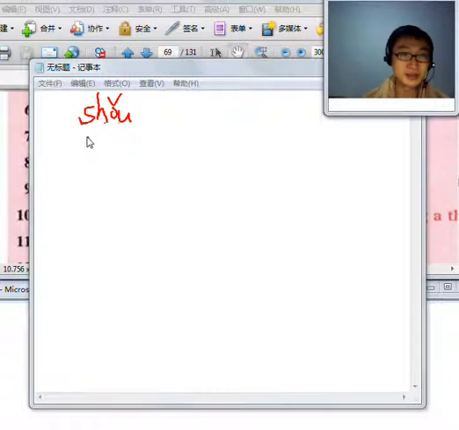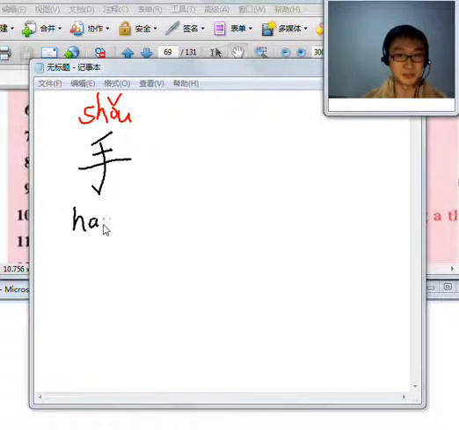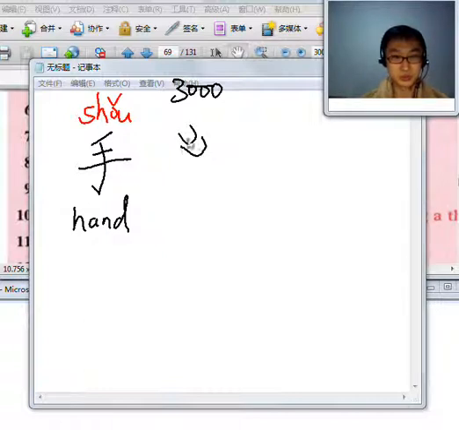So I will change the color. So, the character 手, it's this one, two, three, and four. It means hand. So, 3,000 years ago, 手 is like this. Can you imagine it? It's 3,000 years ago. The hand looks like this. Because you know, the characters look like simple pictures, right? So the people in ancient times, they just drew simple pictures.